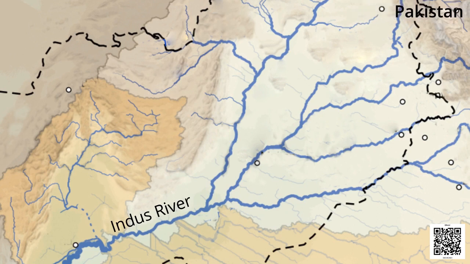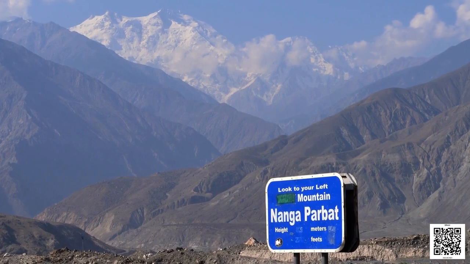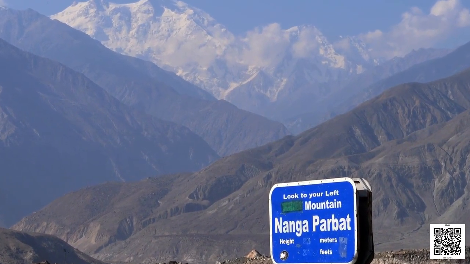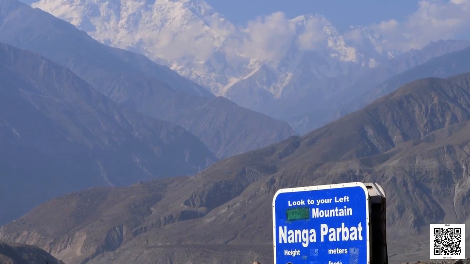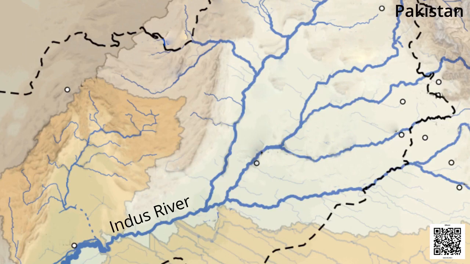Originating in the Tibetan plateau in the vicinity of Lake Mansarovar, the river runs a course through the Ladakh region of India towards Gilgit-Baltistan and then flows in a southerly direction along the entire length of Pakistan to merge into the Arabian Sea near the port city of Karachi in Sindh.